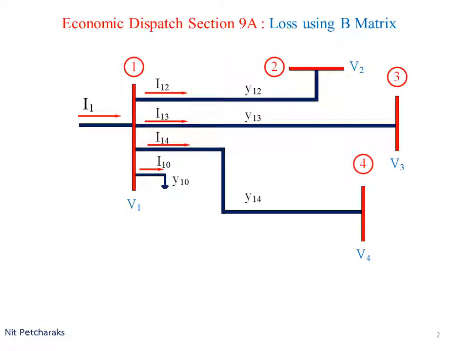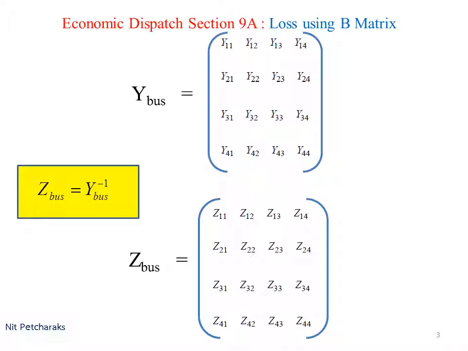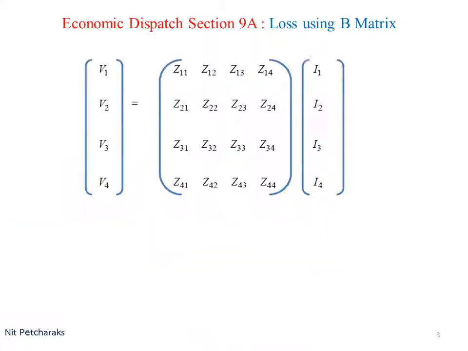Suppose there are 4 buses, 2 generators at bus 1 and bus 2, whereas bus 3 and bus 4 are load bus. Let bus 1 be swing bus. We have already learned how to create Y bus and Z bus or bus impedance matrix from voltage equation.